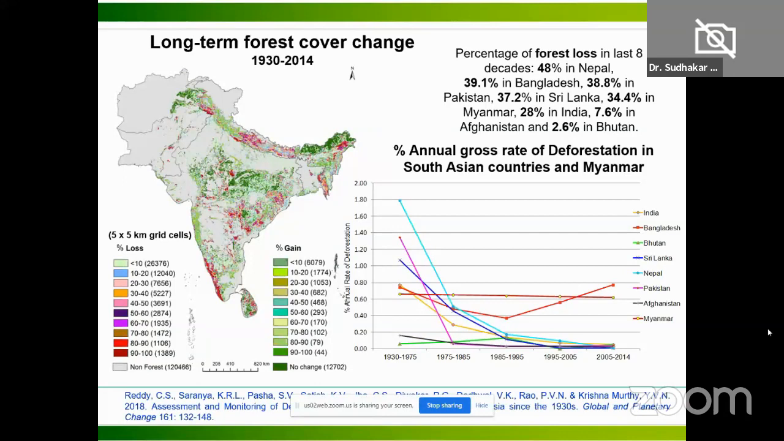However, there are two countries, Myanmar and Bangladesh, where there is an increasing rate of deforestation happening. So this will give information to the global scientific community and also the policy makers to prioritize Bangladesh and Myanmar for further conservation efforts.